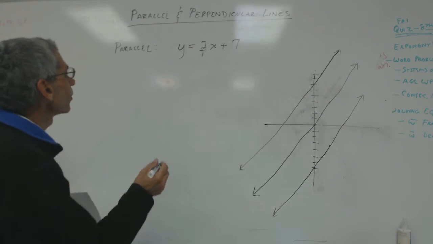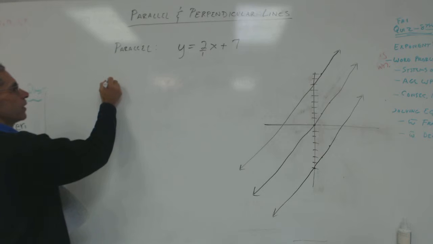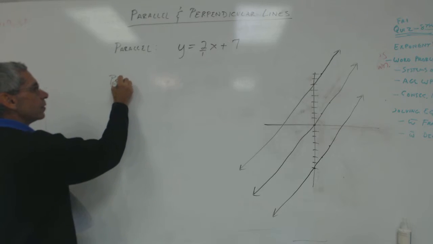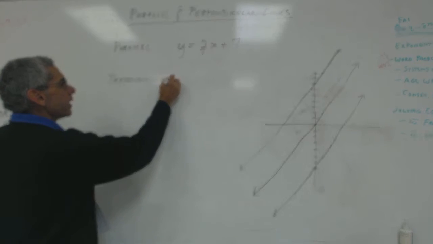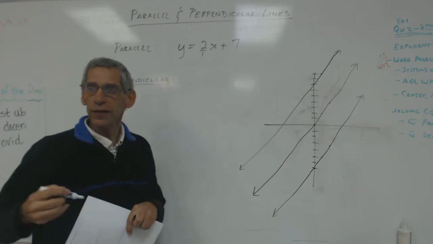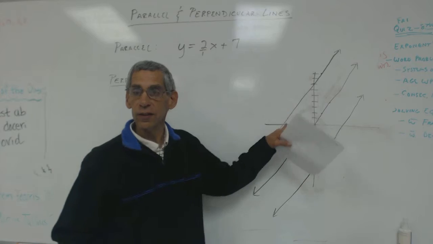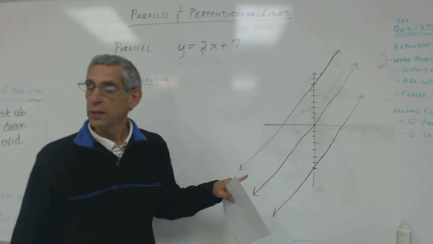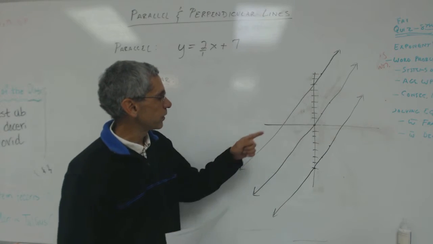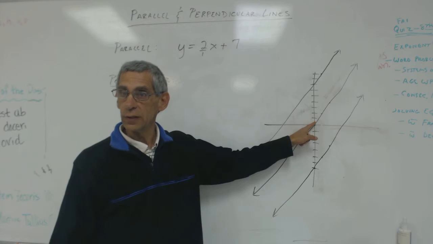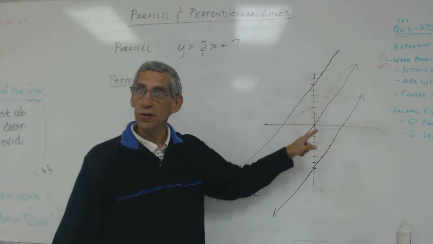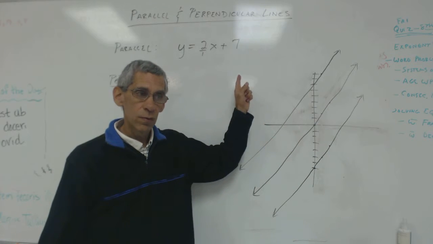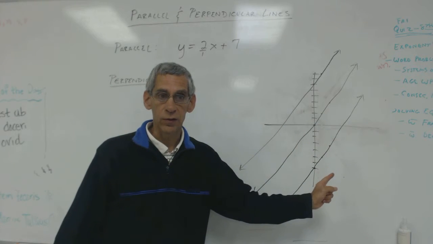Okay. So now let's talk about perpendicular. Now let me ask a question. With perpendicular, think about these lines, these are all parallel, right? If I did a line that's perpendicular to this line, would it also be perpendicular to this line? Yeah, because they're parallel. So perpendicular to one will make it perpendicular to all.